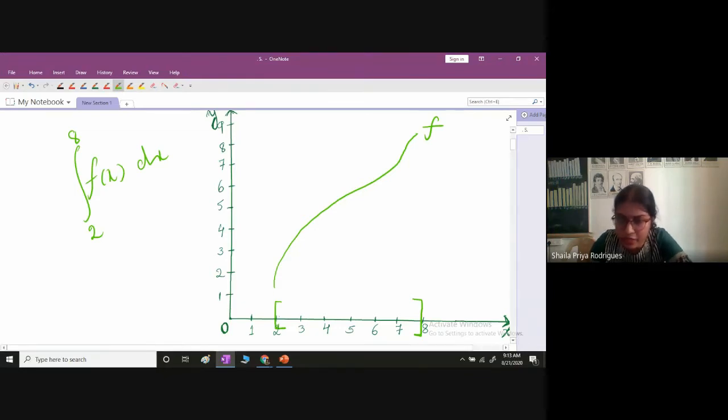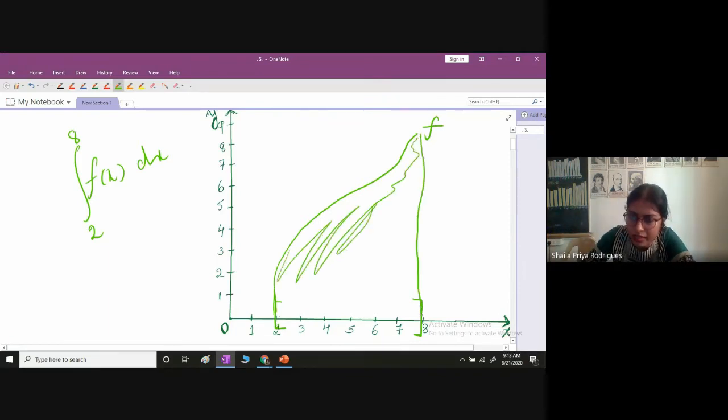Area under the function, does that area extend below the x-axis? We're saying it's area under the function, right? When we say that we want to integrate f of x from 2 to 8, we want to find the area under this function f. But yeah, area under the curve. Does that area go below the x-axis? Is this area also covered? Yes, it's just till the x-axis, right?